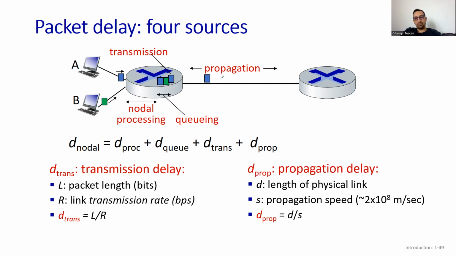So the final thing is propagation delay. This is the time taken from sending this packet to here. This is actually about the physical thing. Sometimes people cannot see the difference between transmission delay and propagation delay. Here the propagation is physically sending this packet from here to here. So the length of this cable, or the distance, actually determines your propagation delay. D is the length of the physical link. S is the propagation speed, which is close to the speed of light. So the propagation delay is D over S.